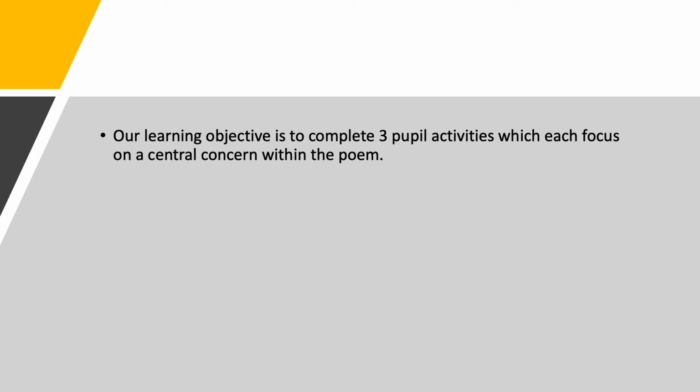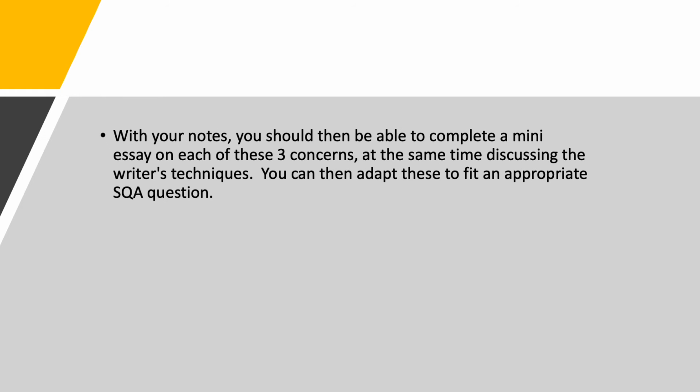For each of those activities, we focus on a central concern within the poem. Once you've made your notes, you should be able to complete a mini essay on each of these 3 central concerns, at the same time discussing the writer's techniques. The idea behind this is that when you complete the grid, you are showing evidence of your understanding, you're providing evidence in the form of examples or quotes, and you're also analysing and evaluating the effectiveness of the writer's skills.